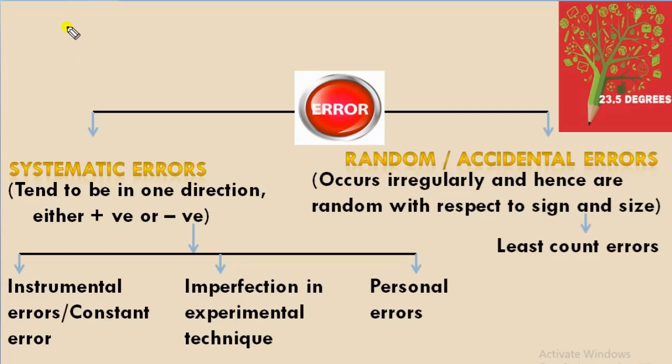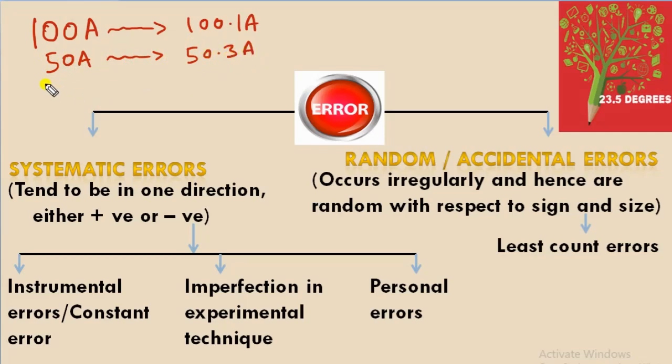For example, let's say I am measuring a current, the true value of which is 100 ampere, and my instrument gave me a reading of 100.1 ampere. Now I tried to measure another current, the true value of which is 50 ampere, and my instrument gave me a reading of 50.3 ampere. Again I tried to measure a current whose true value is 15 ampere and I got a measurement of 15.2 ampere. See, each time I am taking a measurement, I am getting a positive error.